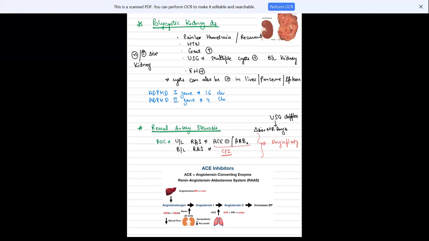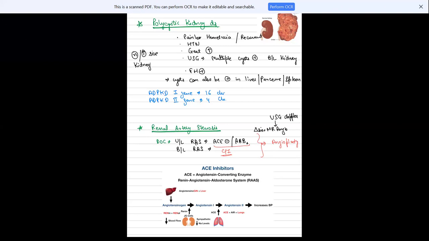CKD can develop, leading to hypertension, creatinine will increase, and the family history will be positive in these patients. So how to diagnose it? We screen the patient. If there is a person with ADPKD, we have to screen the children every few months or a few years, depending upon the status and number of the cysts. So we keep on checking.